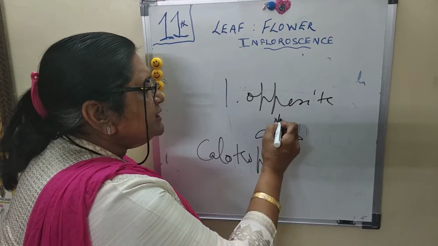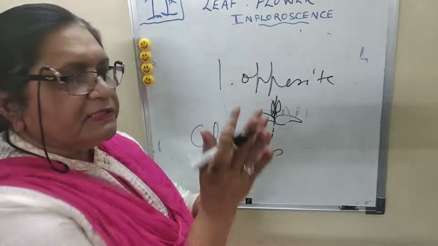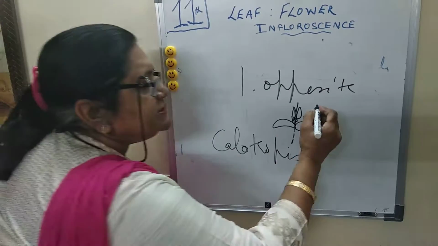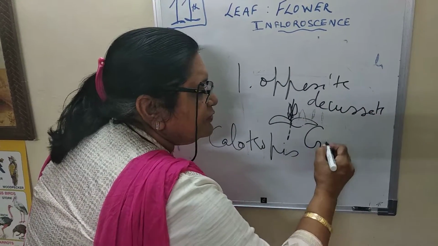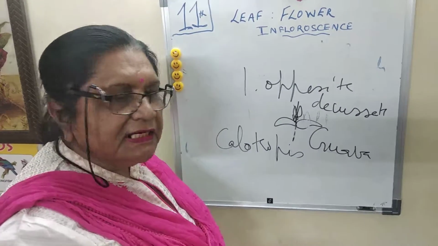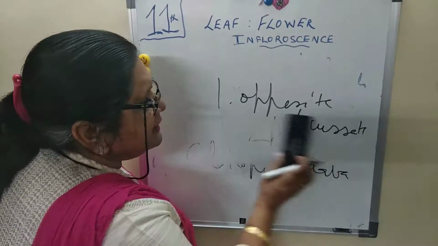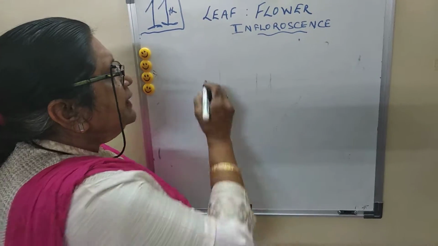And in some the opposite condition is different. One leaf is in this position, the second is in this position. This is called opposite decussate. In case of guava, amrud, they are opposite decussate. This is another arrangement and this is called opposite phyllotaxy. Third condition, how the leaves are arranged in general, is whorled.